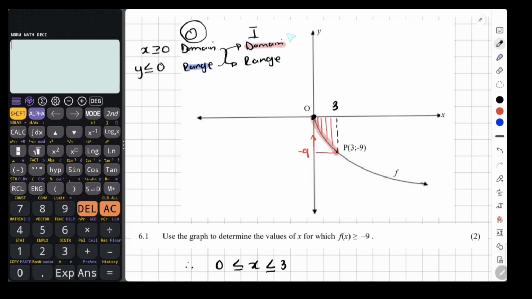And so if this is the range of the original graph, then the domain of the inverse would be x is less than or equal to 0. Okay, because that's what it becomes. The range of the original becomes the domain of the inverse.